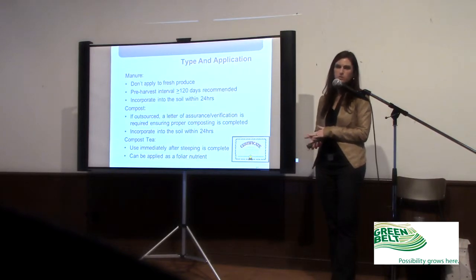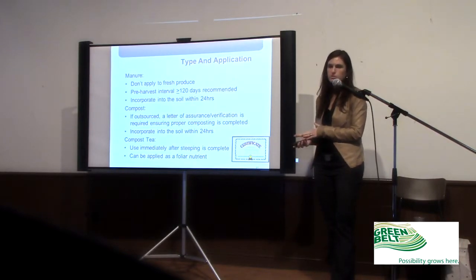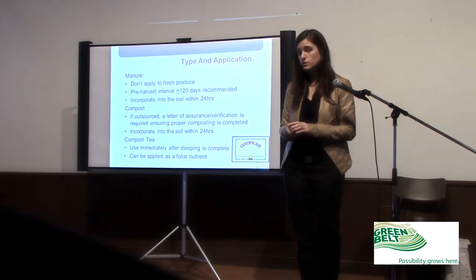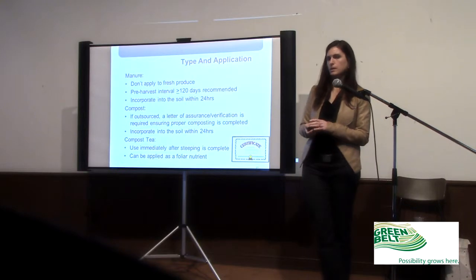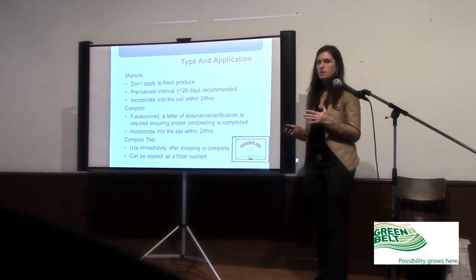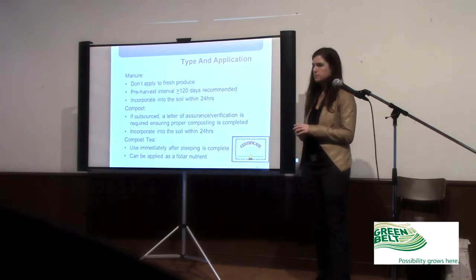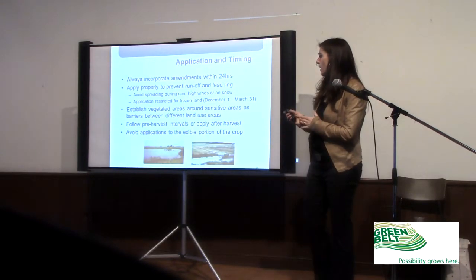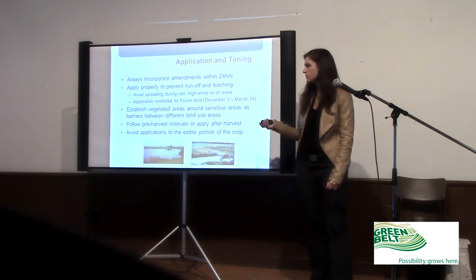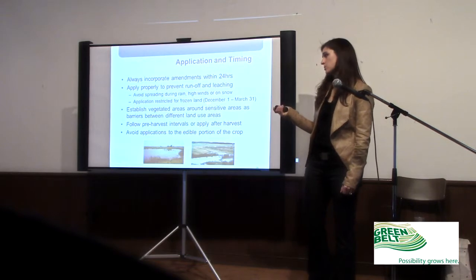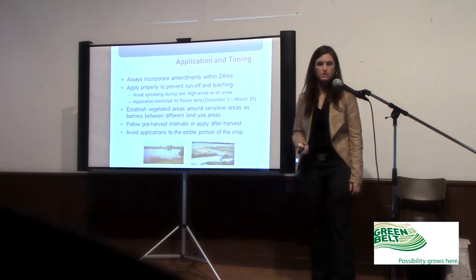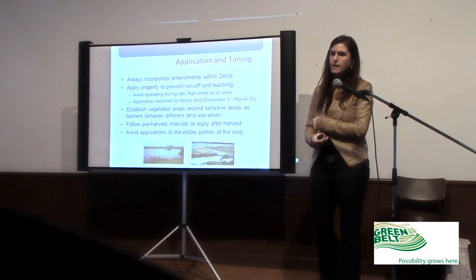And where compost teas are concerned, it really is important to use it immediately after. But keep in mind that some people do use it as a foliar nutrient. So if you are using it that way, try to do it when the edible portion of the crop is not there. Of course, you want to avoid these things, and these you would do anytime. You don't want to be spreading any type of agricultural chemical or soil amendment during rain, high winds, or on snow. That's just a fact. You don't want to be doing that.